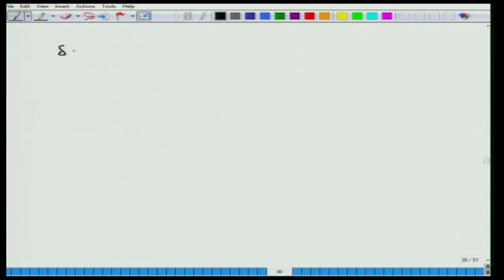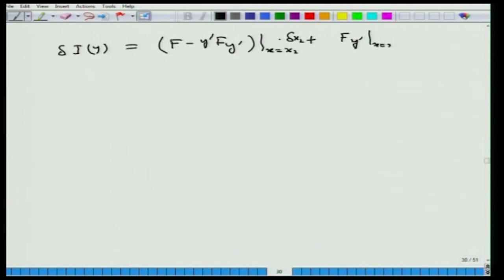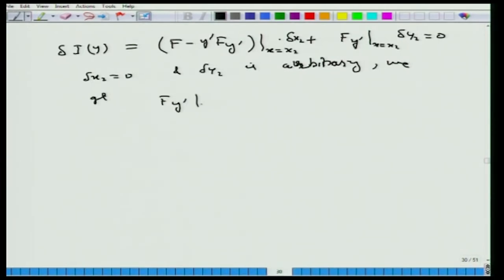that the variation delta I, here it is a function of y only, which is (f minus y prime f_y' evaluated at x equal to x2), because here the point A is fixed, only B is moving, times delta x2 here, plus f_y' evaluated at x equal to x2 times delta y2 equal to 0. And since delta x2 is 0 and delta y2 is arbitrary, we get f_y' evaluated at x equal to x2 equal to 0. So, that is what we get here.